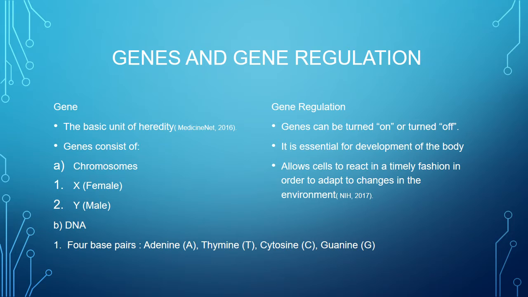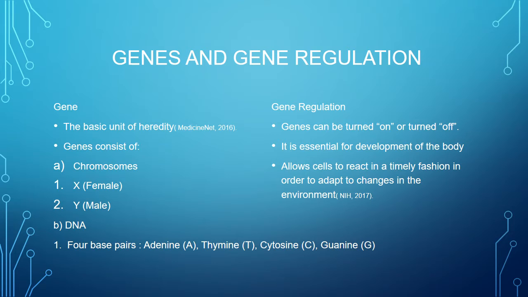You get one chromosome from your mom and one chromosome from your dad. The X chromosome is from your mom and the Y chromosome is from your dad. DNA is considered your genetic makeup. Genes are composed of DNA. There are four base pairs, which are adenine, thymine, cytosine, and guanine.